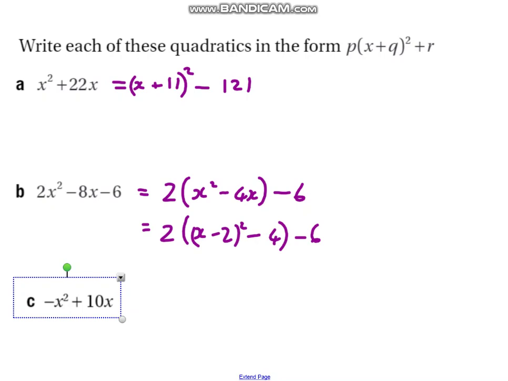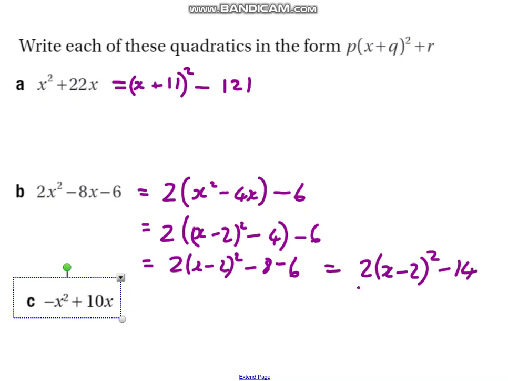If we just expand this out, you've got 2 lots of x minus 2 all squared minus 8, and minus 6 just hanging around annoyingly on the end. But now we'll finish him: 2 lots of x minus 2 all squared minus 14. Flawless victory. Okay, on to the next one.